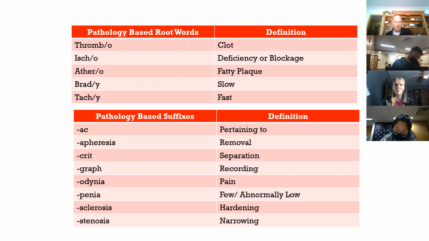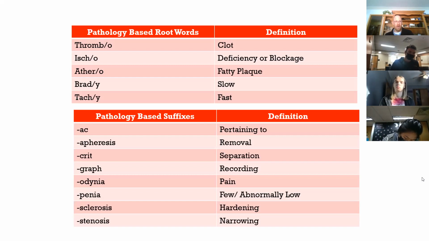Okay, -graph, recording. -odynia is the root word for pain. We're going to see this term again when we talk about musculoskeletal pain towards the end of the class. We use a term called coccydynia. Coccydynia refers to pain of the coccyx, which is a little tiny bone that sits right underneath the sacrum in the lumbar spine. So fun fact.